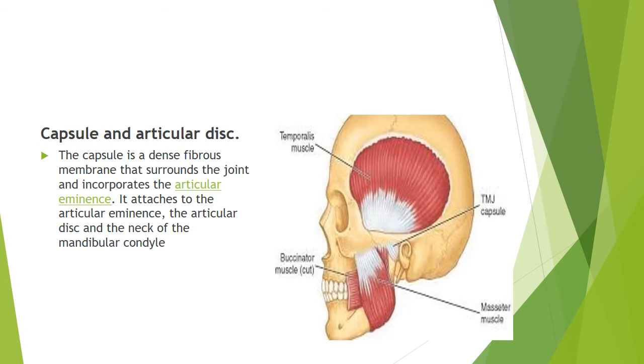Another important anatomical structure is what we call the capsule. The temporalis muscle, this is the buccinator muscle, and this is the masseter muscle. And here we can demonstrate the TMJ capsule, which is considered a dense fibrous membrane surrounding the joint and incorporating the articular eminence. It is attached to the articular eminence, the articulating disc, and the neck of the mandibular condyle. Look, this is the neck of the mandibular condyle. It's what we call the temporomandibular joint capsule.